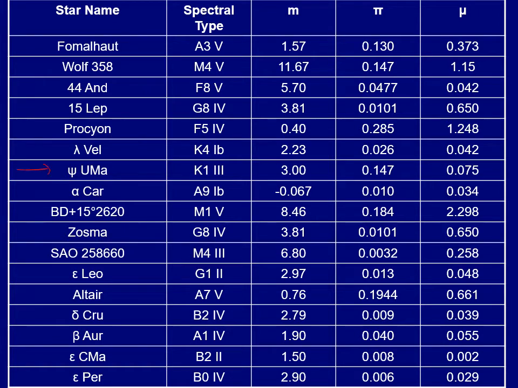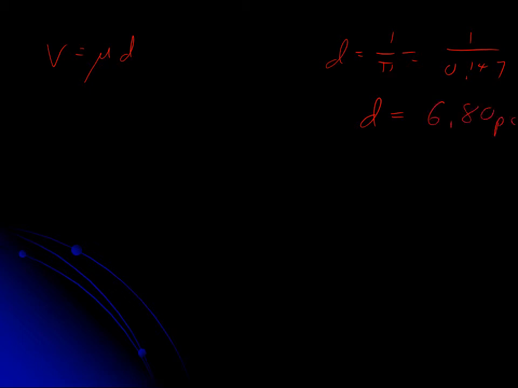So let's do an example here. Let's look at the star Psi Ursa Majoris. So the parallax is 0.147, and the proper motion is 0.075. And I want to know how fast the star is moving side to side. So you know that the speed moving side to side is mu times d. But we need to know d. D is 1 divided by parallax. Well, I said the parallax was 0.147, so the distance is going to be 6.80 parsecs.